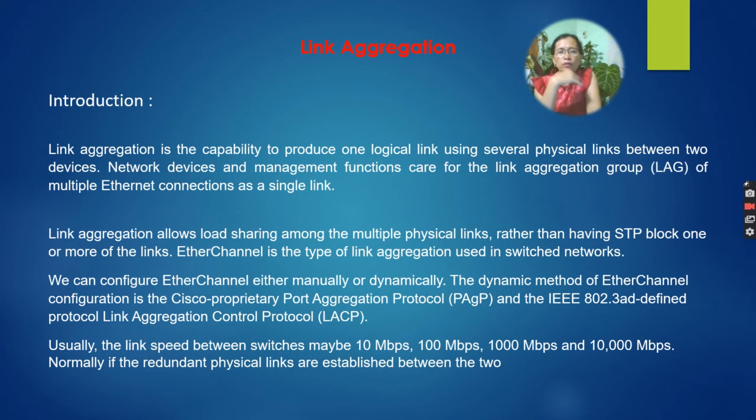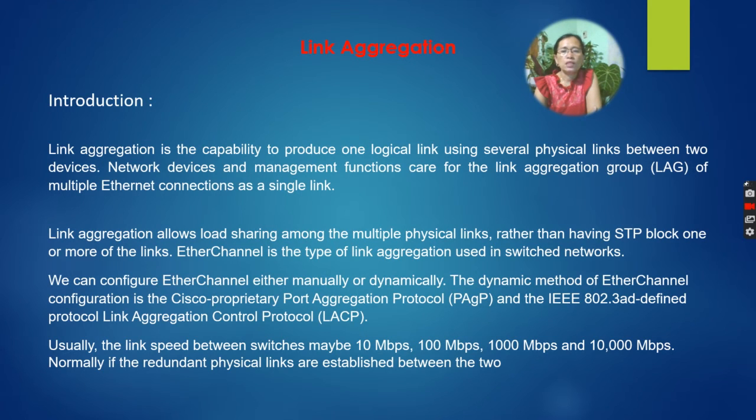Now you can configure EtherChannel either manually or dynamically. The dynamic methods of EtherChannel configuration are the Cisco proprietary Port Aggregation Protocol, PAgP, and the IEEE 802.3ad defined Link Aggregation Control Protocol, LACP. Usually the link speed between switches may be 10 Mbps, 100 Mbps, 1000 Mbps, and 10,000 Mbps.